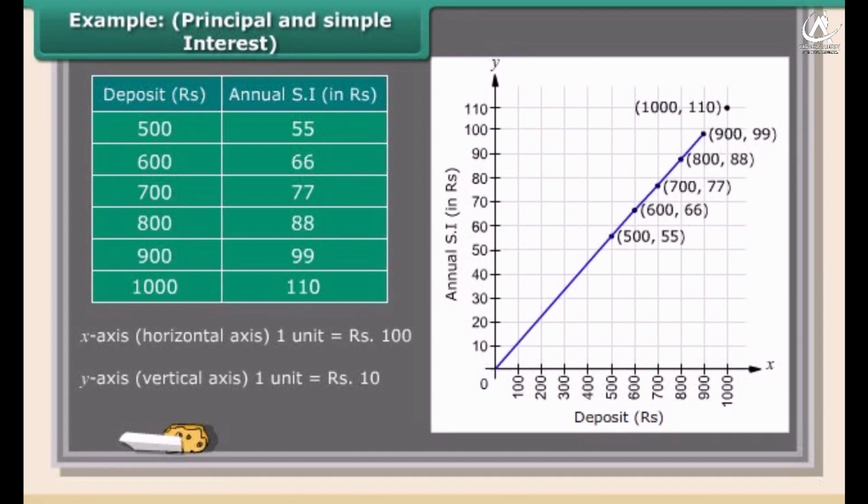Usually data can be presented in the form of a table. Graphs are a visual representation of data. We get a graph that is linear. 1. For rupees 500 on the x-axis, we get the interest to be rupees 55 on the y-axis. 2. For rupees 88 on the y-axis, we get the deposited amount of rupees 800 on the x-axis.